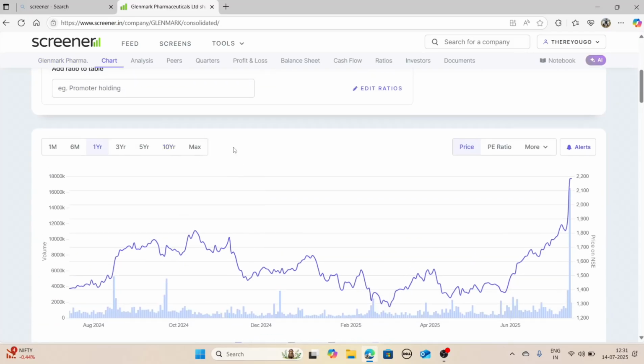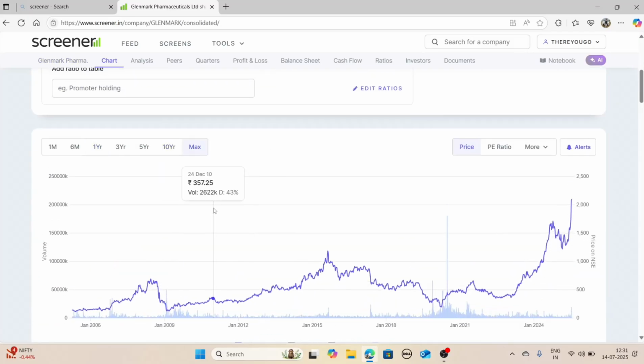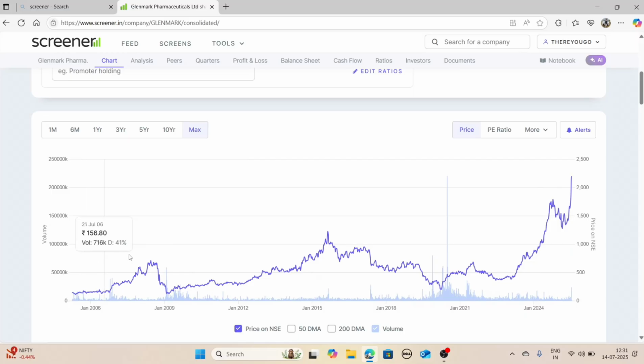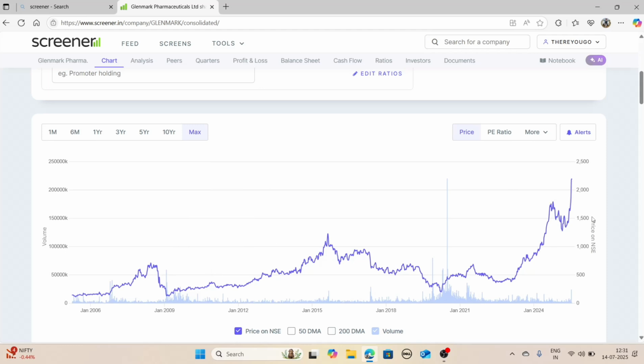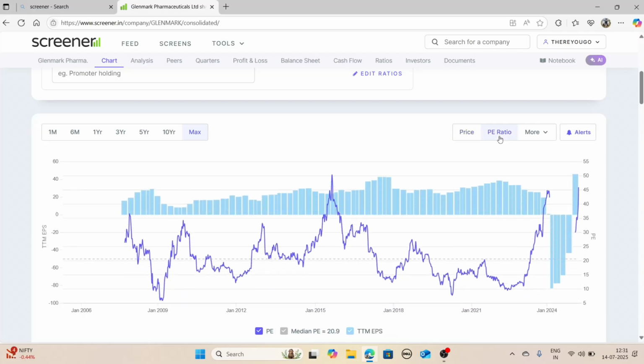Let's see its stock price from 2010. It was about 300. Now it is around 2200, which means 7 times worth. Let's compare with the P/E. Okay, it looks like it fluctuates too much.